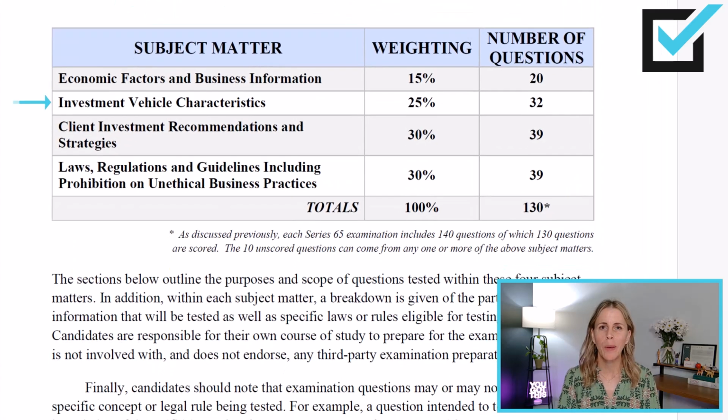In this video, we will cover investment vehicle characteristics. It is 25% of your exam. There are 32 questions covering the information found within this section. Let's look at the information that is covered within this section of your exam.